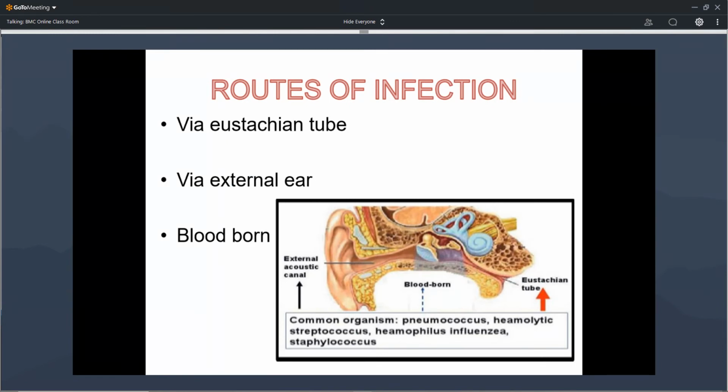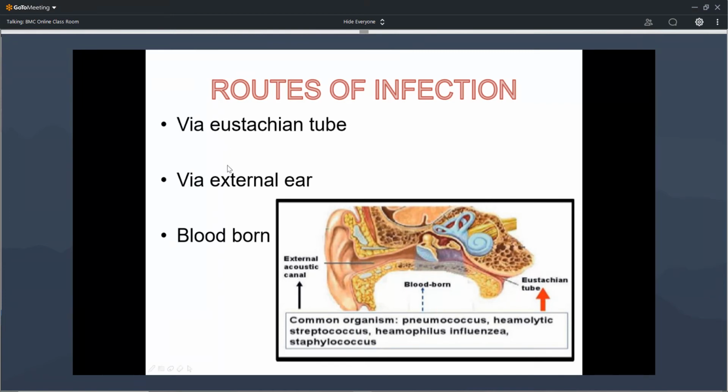These are the routes of infection to the middle ear. The most common route is via the eustachian tube. The second is the external ear and the third is bloodborne. Among these three, almost 90 to 95% is through the eustachian tube, because in children it is shorter, wider, with less angulation at the isthmus.